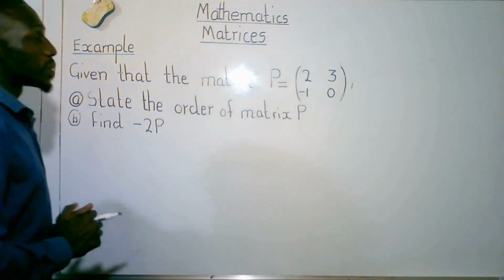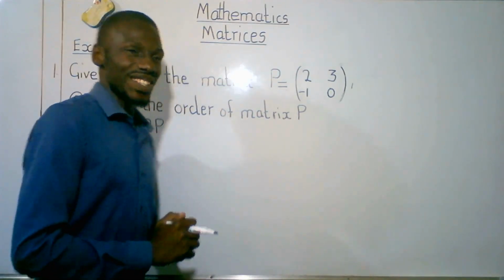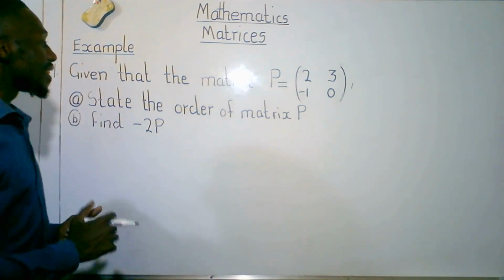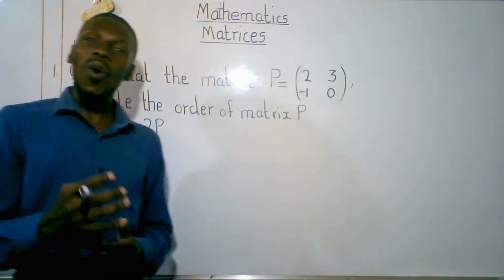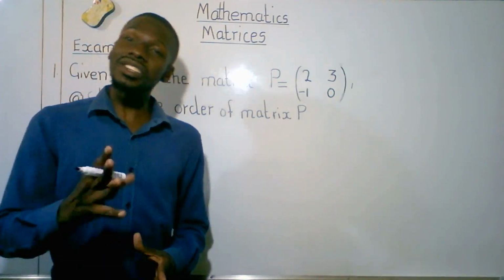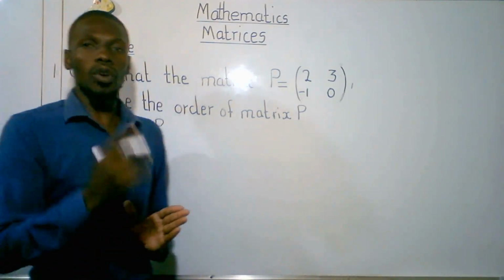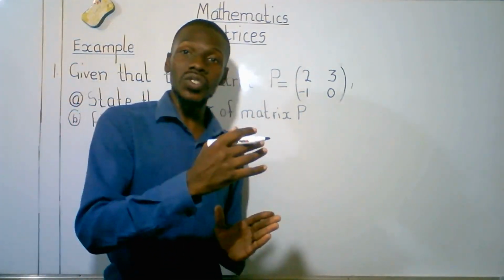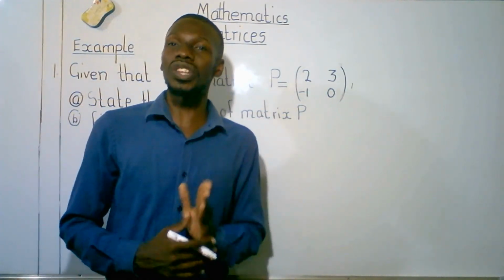Given that the matrix P is equal to 2, negative 1, 3, 0. The question reads, state the order of matrix P. So we're saying that matrices we read from rows to columns. We start by rows, then we go to the columns.